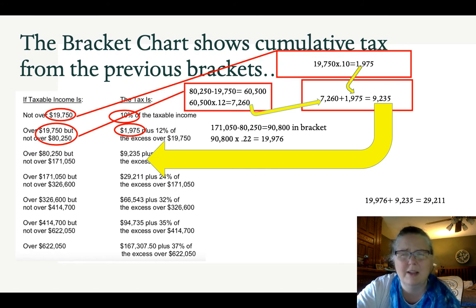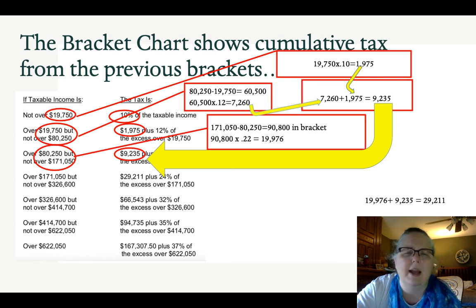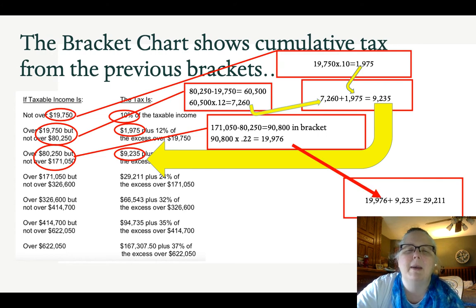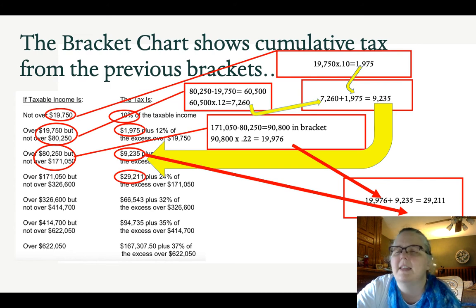That tells me how much there is, and I multiply it by the tax rate applicable to that bracket. The same goes for the next bracket. We see that there's $90,800 in the next bracket. So the total tax in that entire bracket that would be paid is $19,976 within the bracket. You add it to our previous amount, and it comes to $29,211, and you'll see that that is exactly how the fourth bracket starts when it comes to instructing you how to calculate the tax.